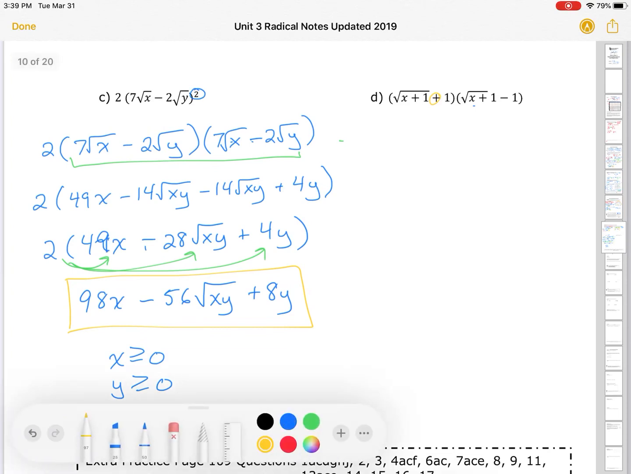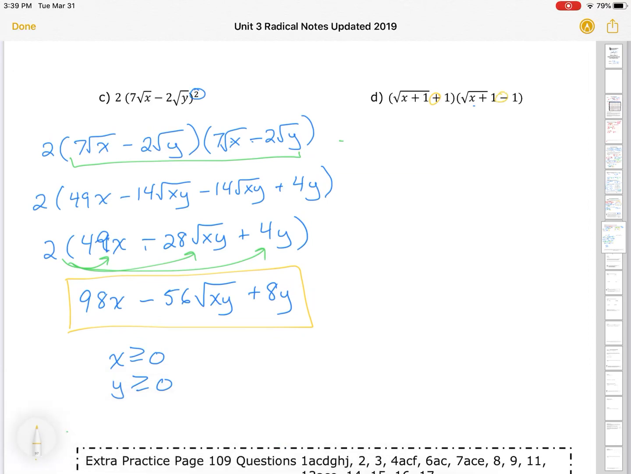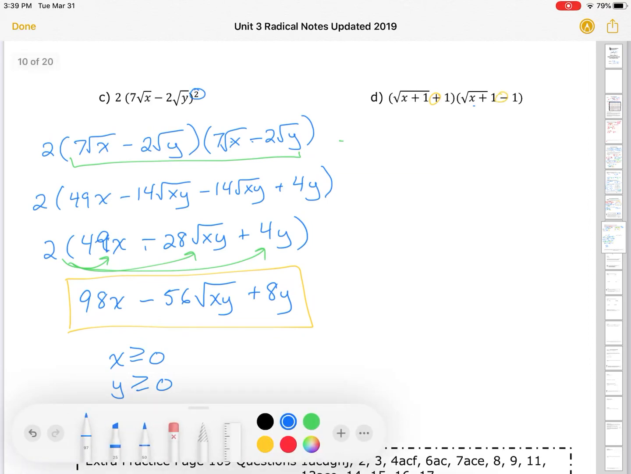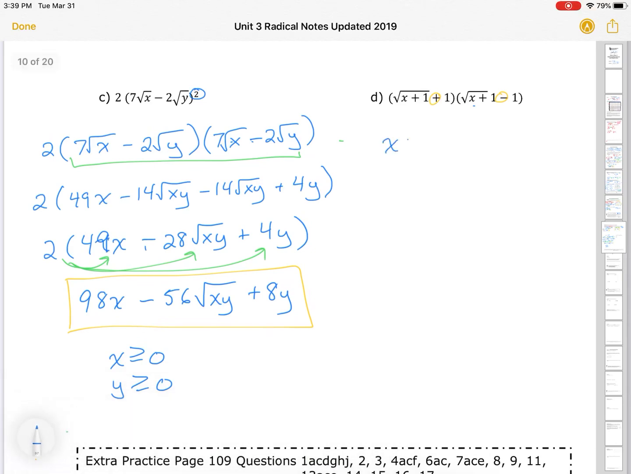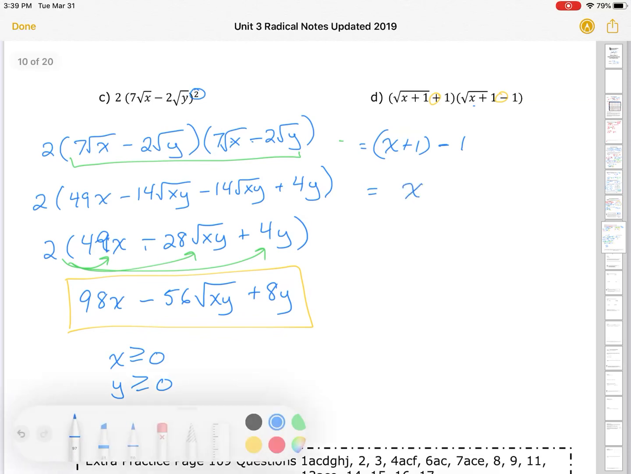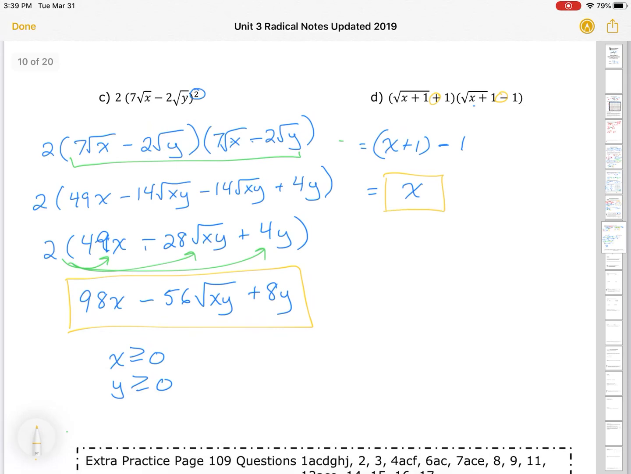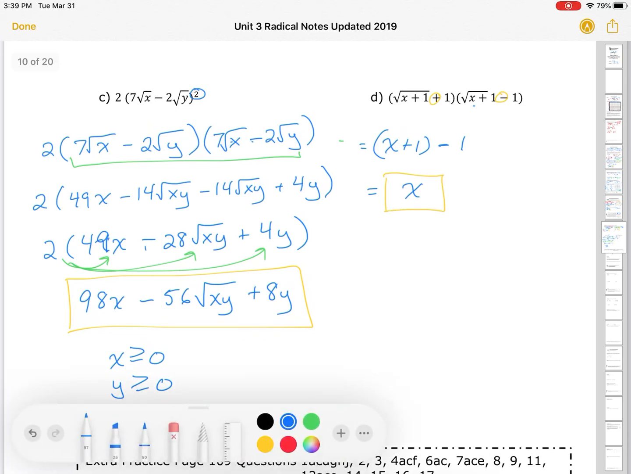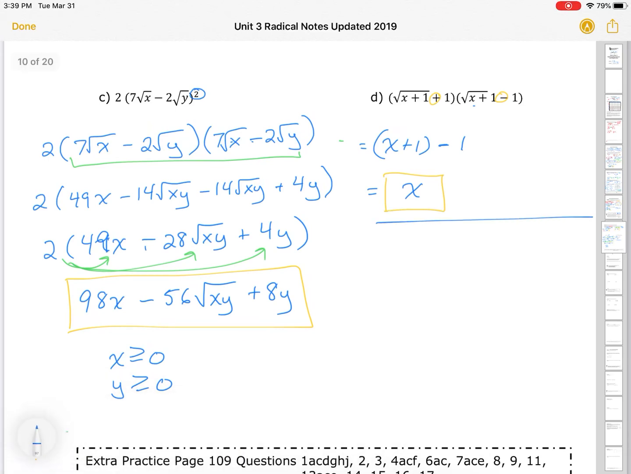All right, for D, hopefully that one went well for you guys. Again, looking at D, you can notice that they are conjugate expressions. So we're going to save ourselves some work. We're going to just basically square each term. So root x plus 1 times root x plus 1 is just x plus 1. And 1 times 1 is 1, and we subtract. So when I simplify this further, x plus 1 minus 1 would be x. So that would be our answer for that.